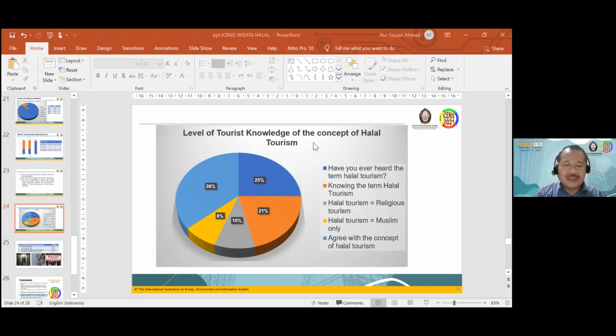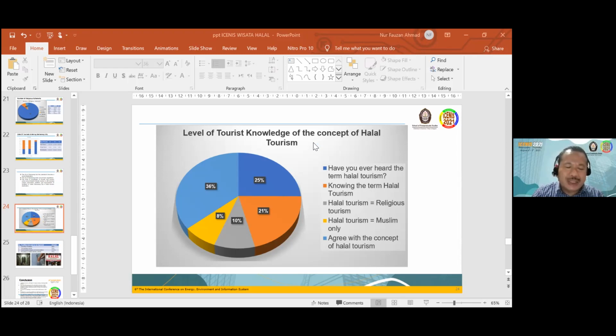even though the concept of halal tourism is very different from religious tourism. There are 21% of respondents who identify halal tourism as exclusive tourism for Muslims. Not surprisingly, this has led to a polemic in some areas, especially those that are non-Muslim.